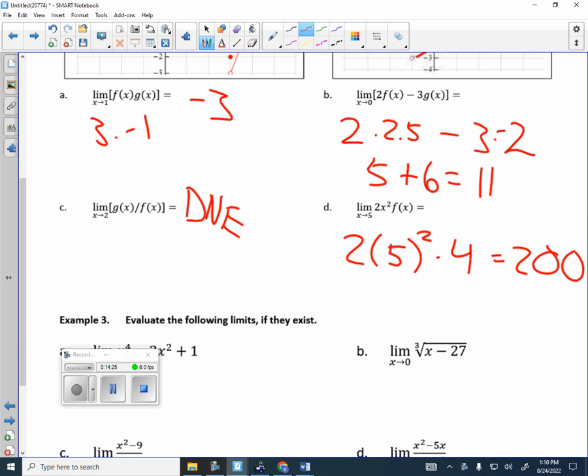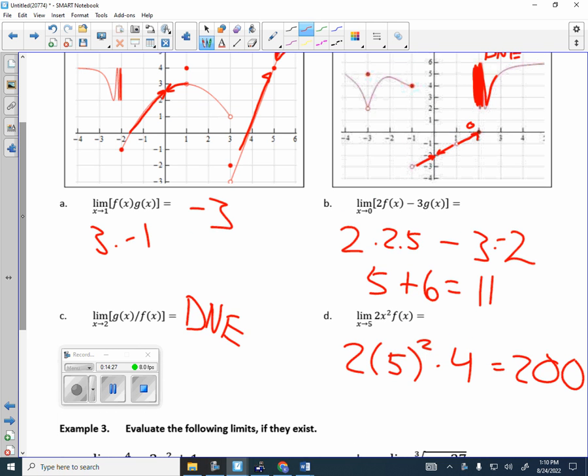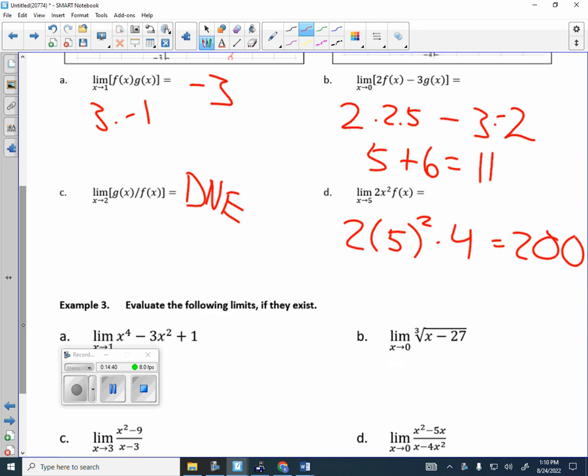For letter C, we were approaching 2. And your g function, as you approach 2, from the left you have 0, and from the right it's something totally different. So that limit does not exist. Okay, excellent. So we've seen the table representation. We've seen the graphical representation. Now let's go to your favorite part, which is the algebra.